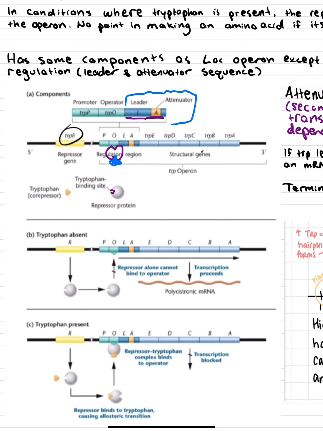So when tryptophan is present, there's a large amount of what is known as tryptophan tRNA, which is essentially a tRNA charged with tryptophan. If there's plenty of tryptophan in the environment, then the ribosome will not have to wait long for the tryptophan-carrying tRNAs and will rapidly translate the leader and attenuator sequence. If there's little tryptophan, the ribosome will stall and will have to wait until more tryptophan tRNA can be sent to it, allowing it to make more of the polypeptide structure.